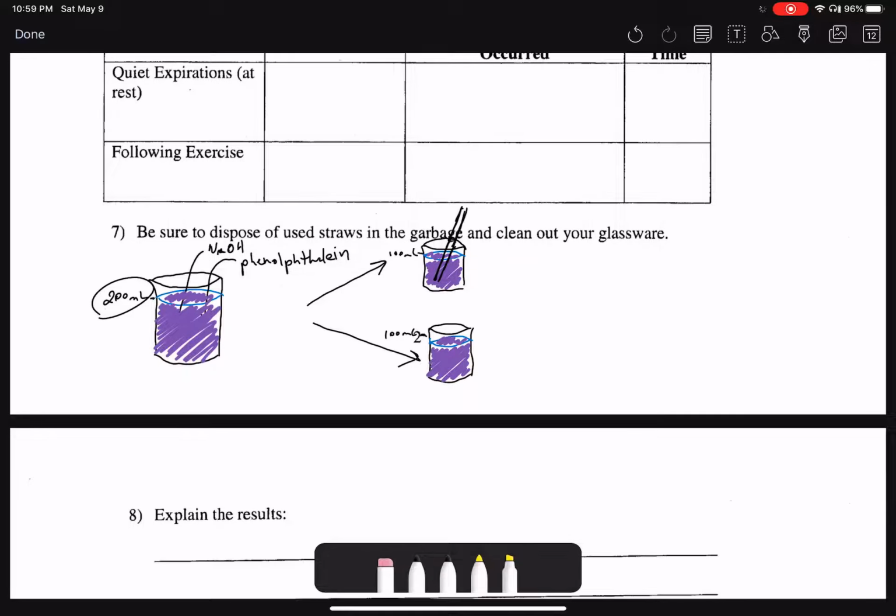Oh, come on. I want to write. There we go. So our solution is going to go from purple to clear as we exhale into it. That's all we want you to know here.